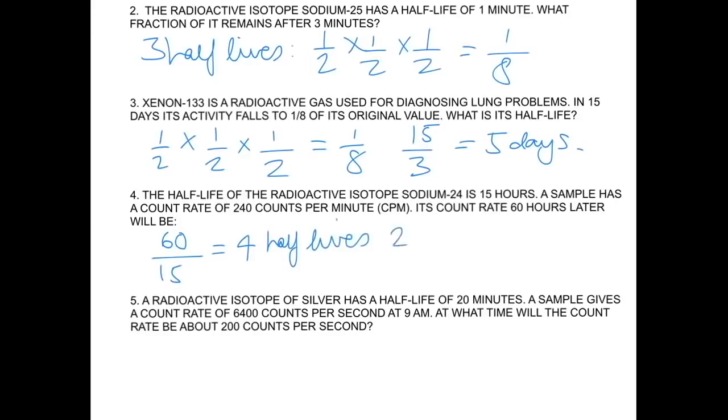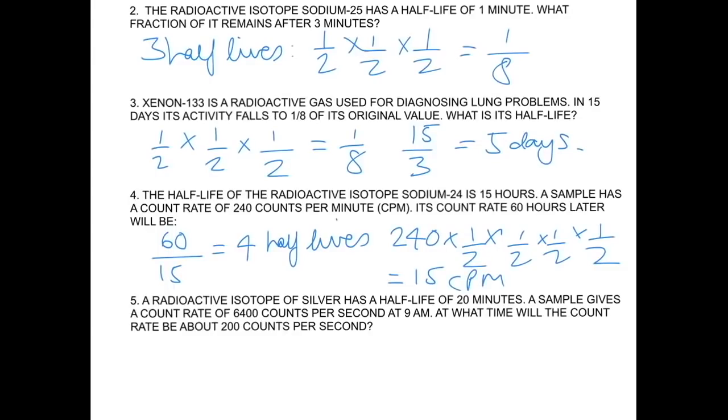So therefore, after 1 half-life, 120 counts would remain, but there were 4 of them, so I'm going to times it by a half 4 times, and that is the same as 240 times by a half 4 times, and that is 15 as my answer. So its count rate after 4 half-lives have occurred, I've divided 240 by 2, or times them by half 4 times, and I have got 15 as my answer, so that's 15 counts per minute.